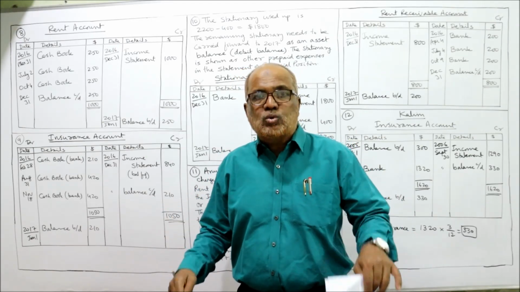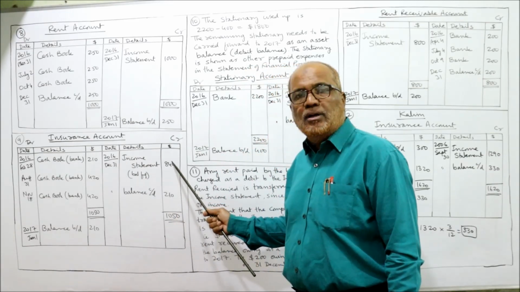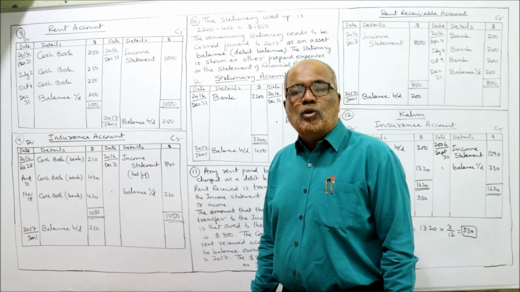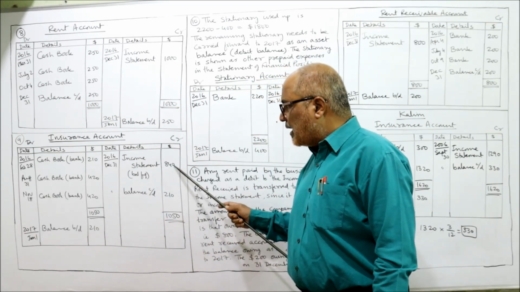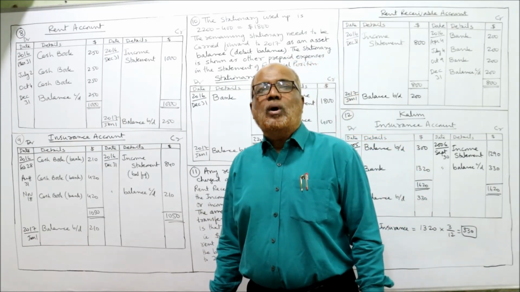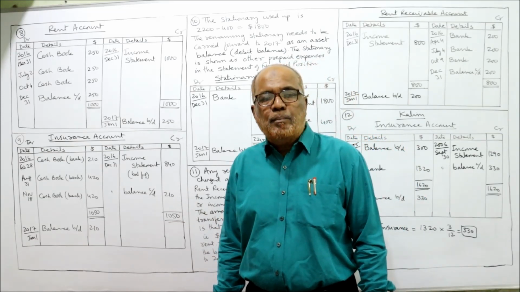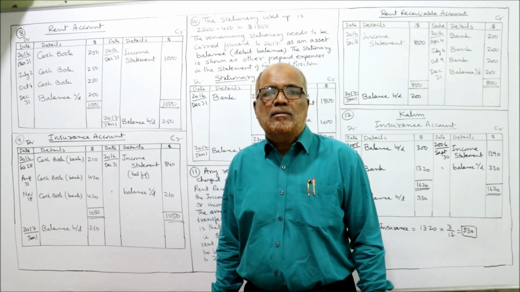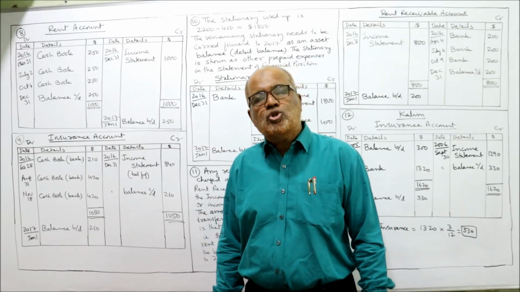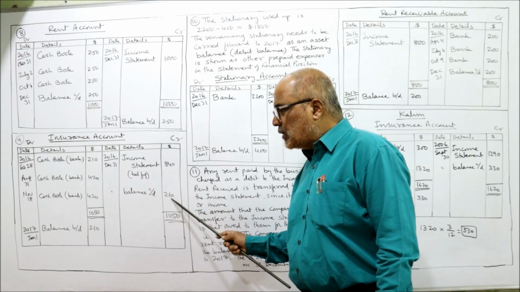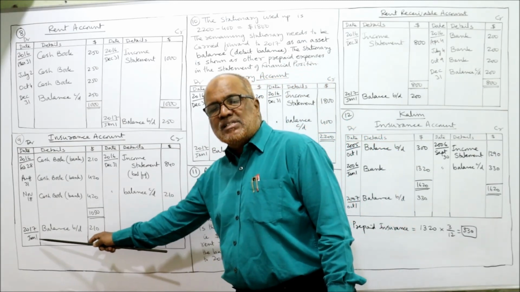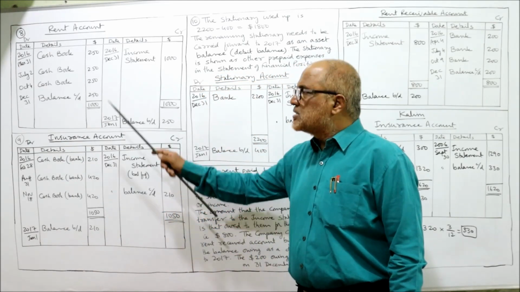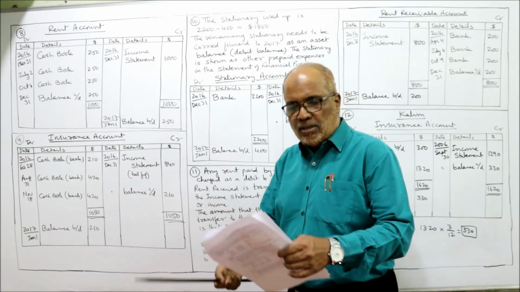But how much is the actual insurance expenditure? $840. Instead of $840, the business has paid $1,050. So how much is the balance? $1,050 minus $840, $210. $210 is the insurance paid in advance. Insurance paid in advance is a prepaid. It's an asset. An asset will show a debit balance. So here carried down 210, here brought down 210. So on 1st January 2017, the balance brought down is $210. This is the insurance account.